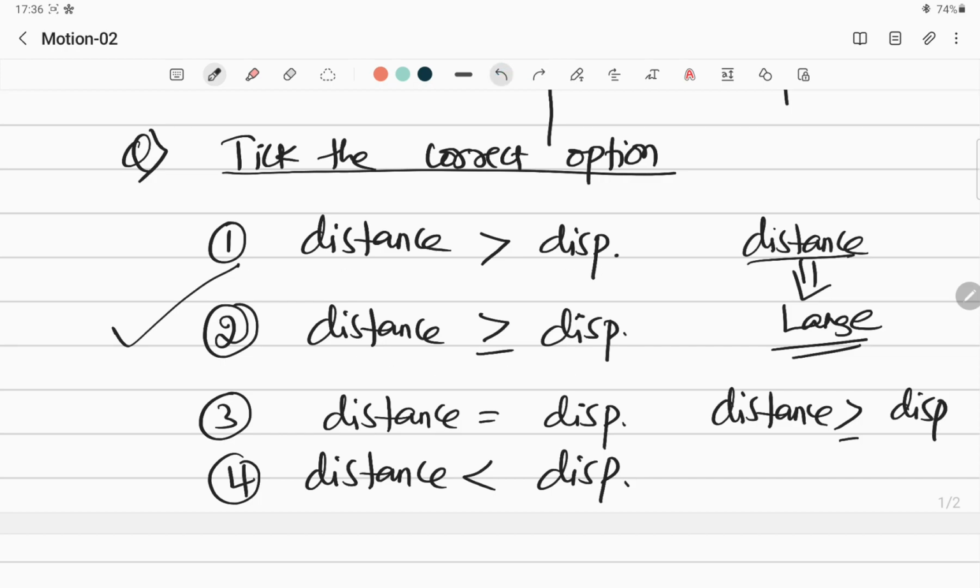So that's why we have gone for the second option. And this one may be correct, may not be correct. Always it is not correct. And distance is less than displacement, it is not at all correct. And this one is partially correct. And this one is 100% correct. That is, distance is greater than or equal to displacement.